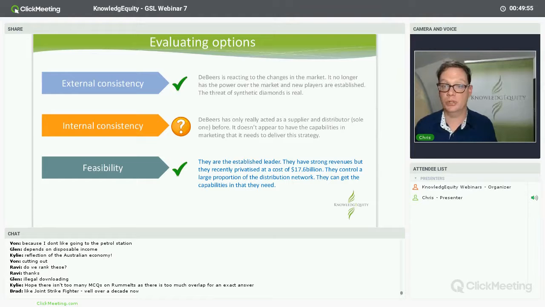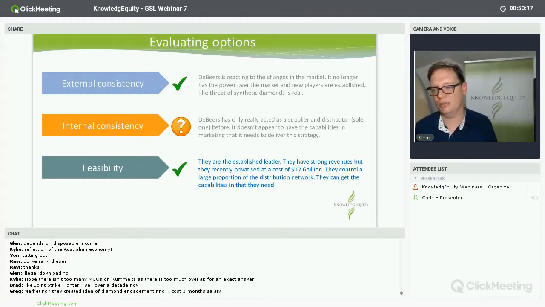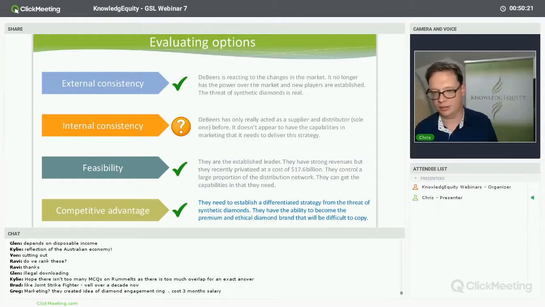They control a large portion of the distribution network. They've got distribution channels to market, so you would think they can get the capabilities in. So maybe that should make internal consistency a tick, but also in internal consistency, there's not so much information in the case about the corporate strategy and some of those other points to be too concrete on whether it meets or it doesn't in this particular example.